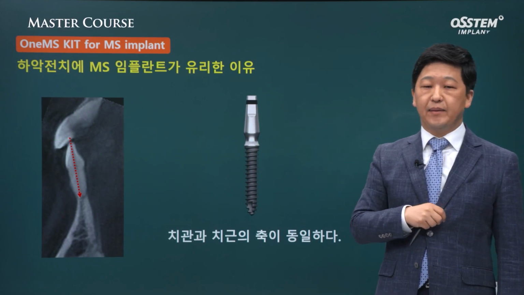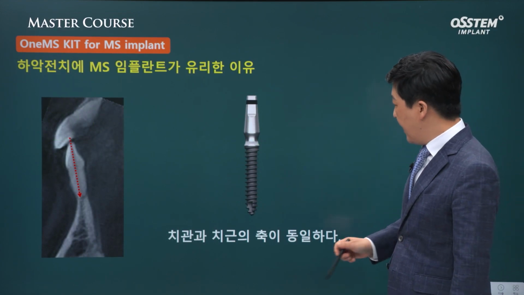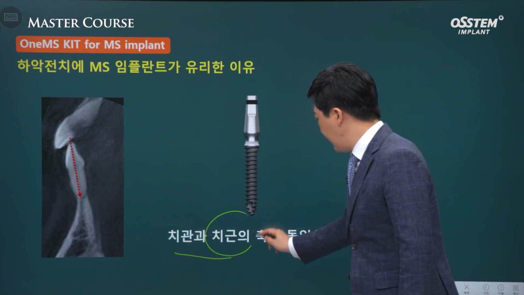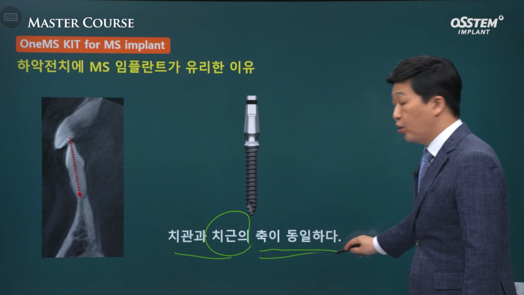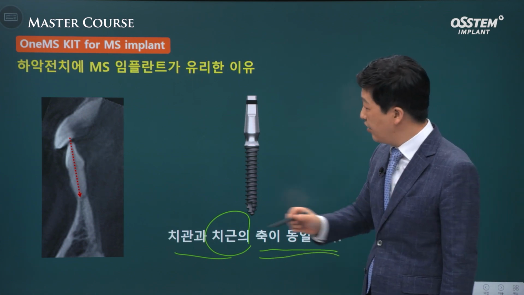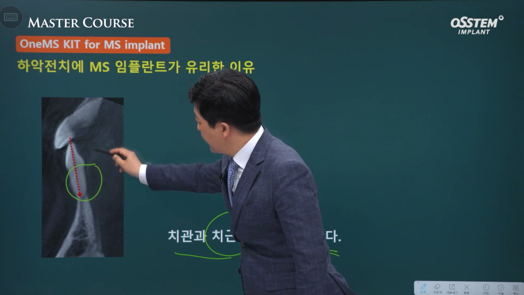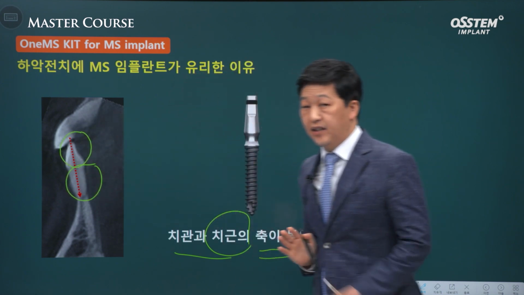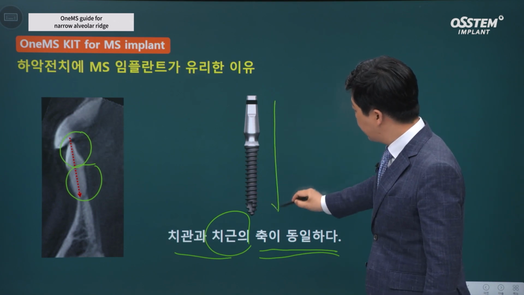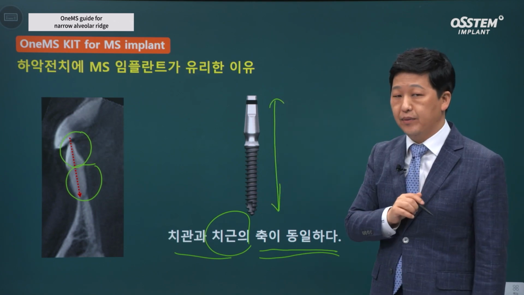Using an MS implant in the lower anterior area is favorable because the root and crown's axis is the same. That's why it is favorable. It is one body implant. The root and crown axis are almost the same. Therefore, one body implant is very favorable.